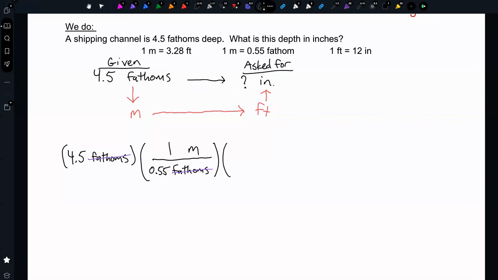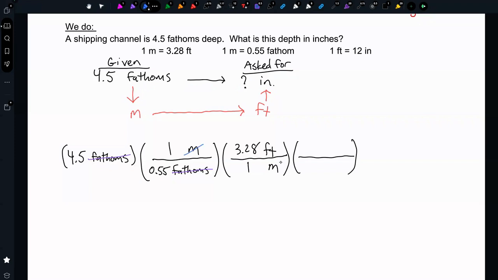My next conversion is going to go from meters to feet. So in this one, I'm going to want meters on the bottom and feet on top. Looking at my relationship above, that would be 1 meter is 3.28 feet. And then lastly, I need to go from feet to inches. Sorry, let me do this cancellation first. Meters is going to cancel. I'm left with feet. Now I need to go from feet to inches.